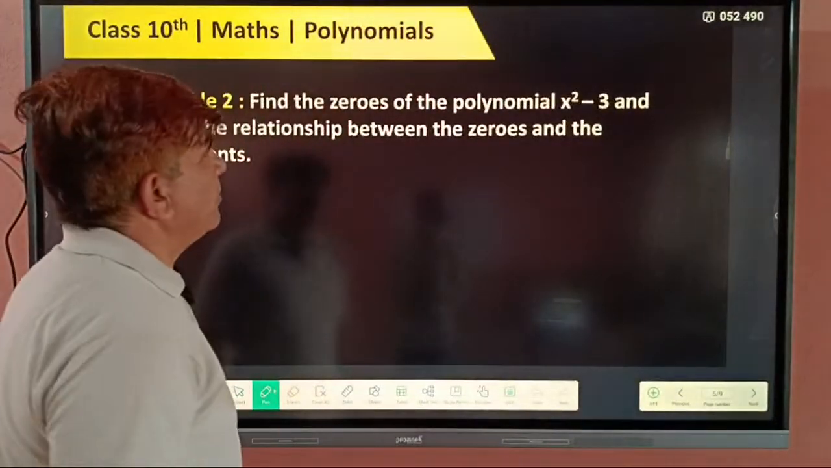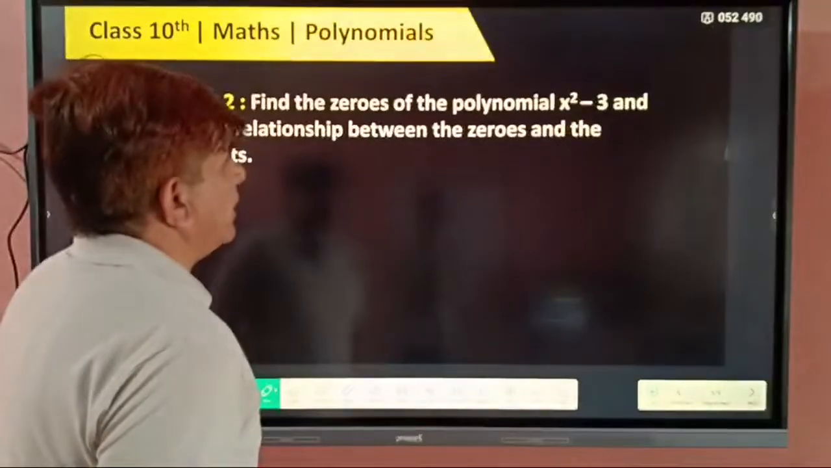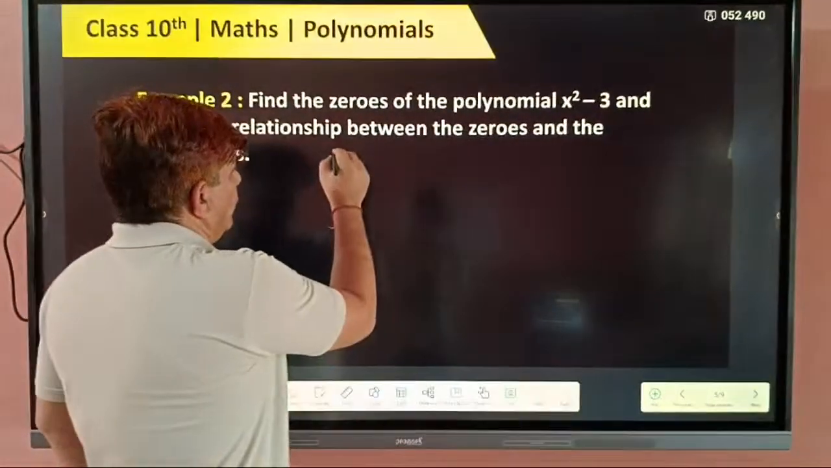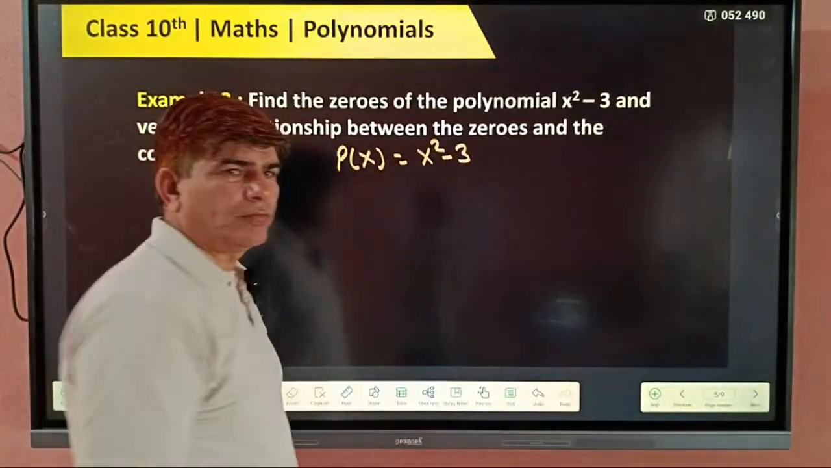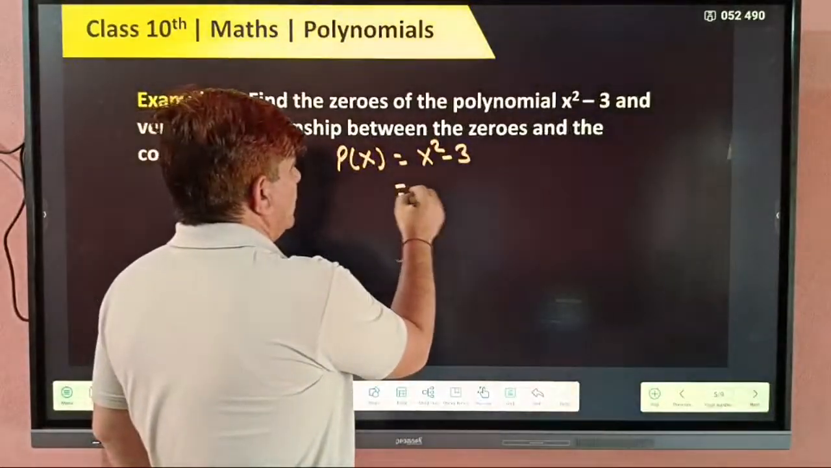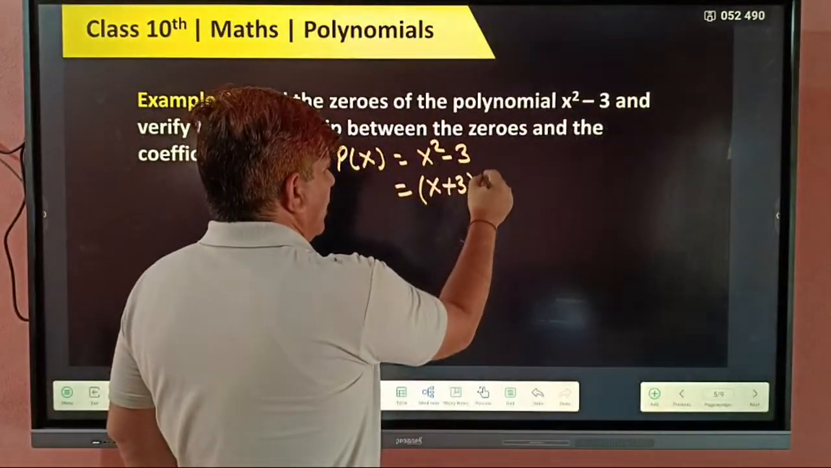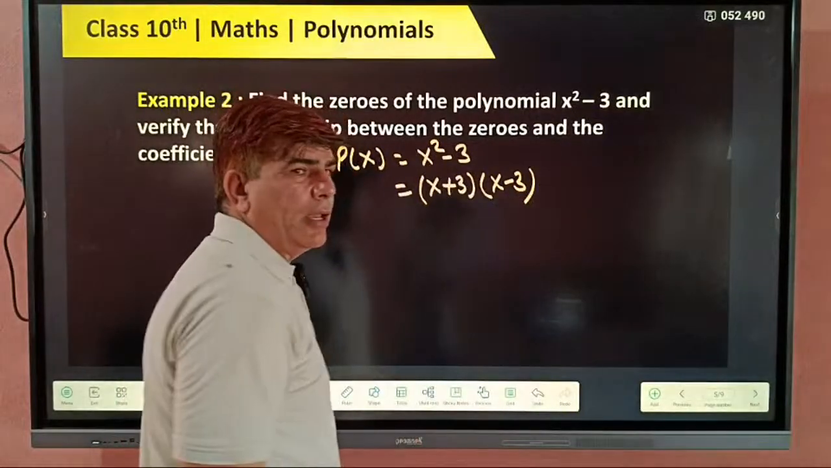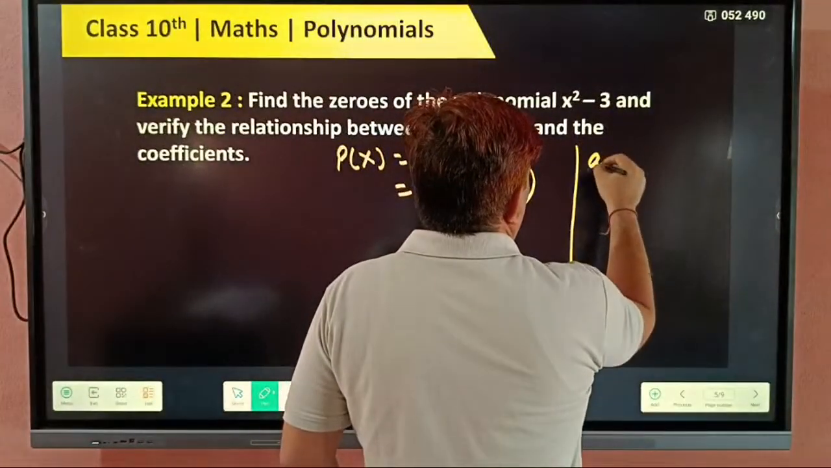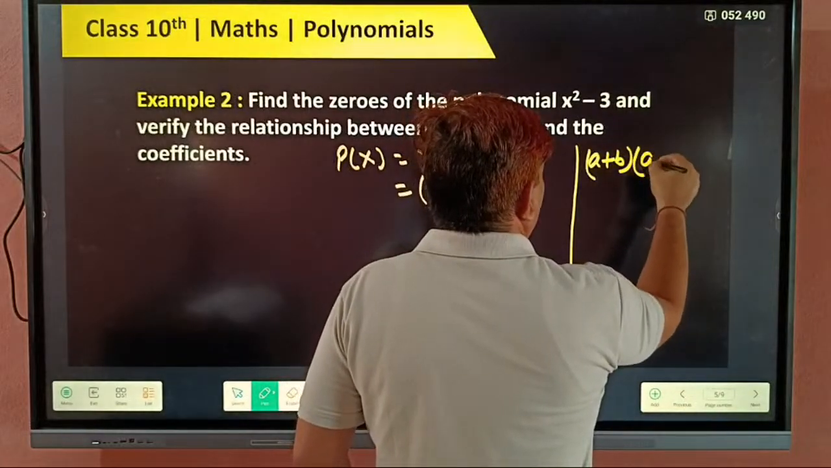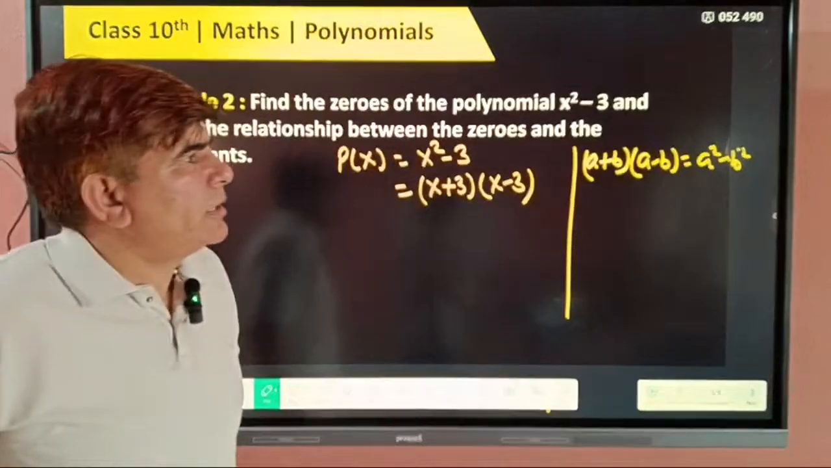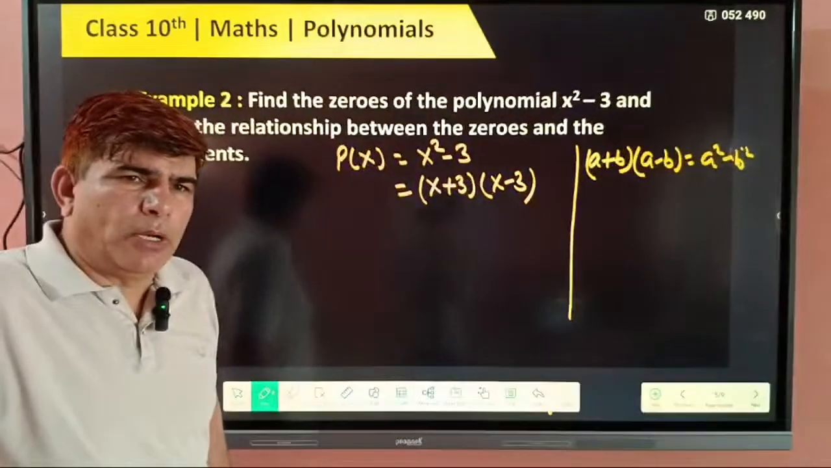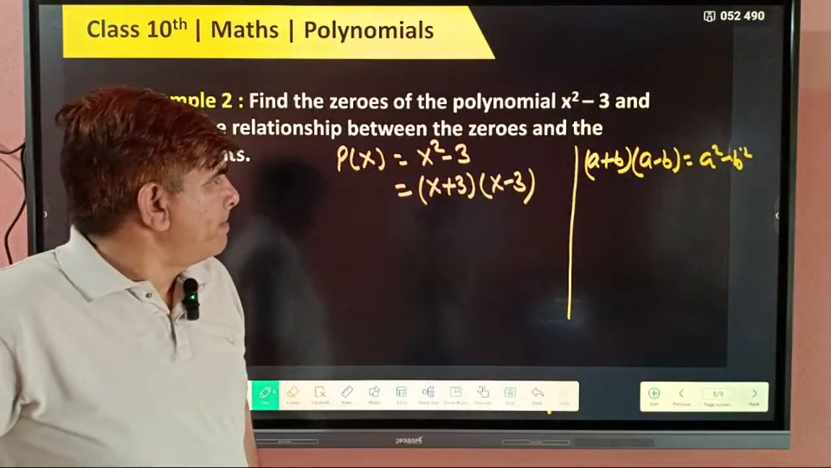Next, example number 2: find out the zeros of the polynomial and verify the relationship between them. So first what we can do, we can put p of x is equal to x square minus 3. So how can we write? We can write x plus 3, x minus 3. Why? We know a plus b and a minus b is equal to a square minus b square. Only in the reverse order you can say a square minus b square is equal to a plus b, a minus b.